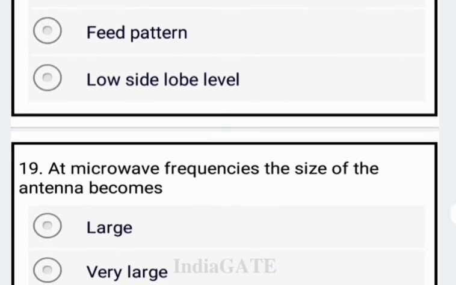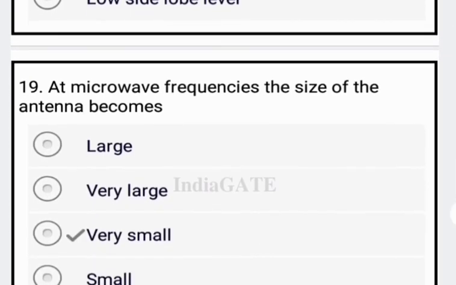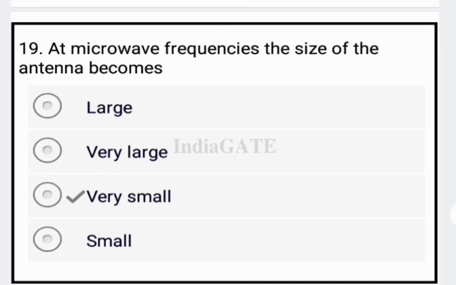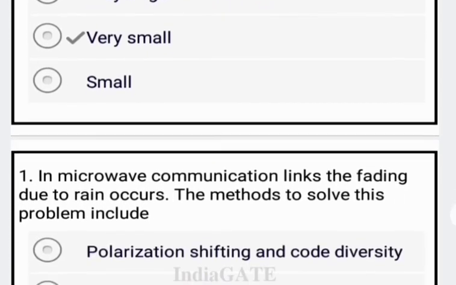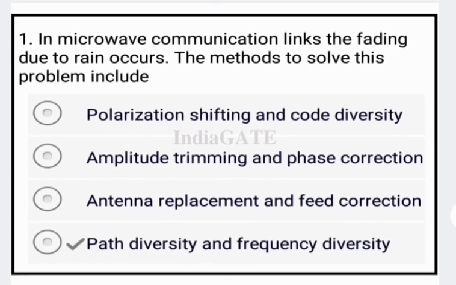Option A is correct. Next question. At a microwave frequency, the size of the antenna becomes very small. So option C is correct. Next question. In a microwave communication link, the fading due to rain occurs. The method to solve this problem includes path diversity and frequency diversity. So option D is the correct answer.